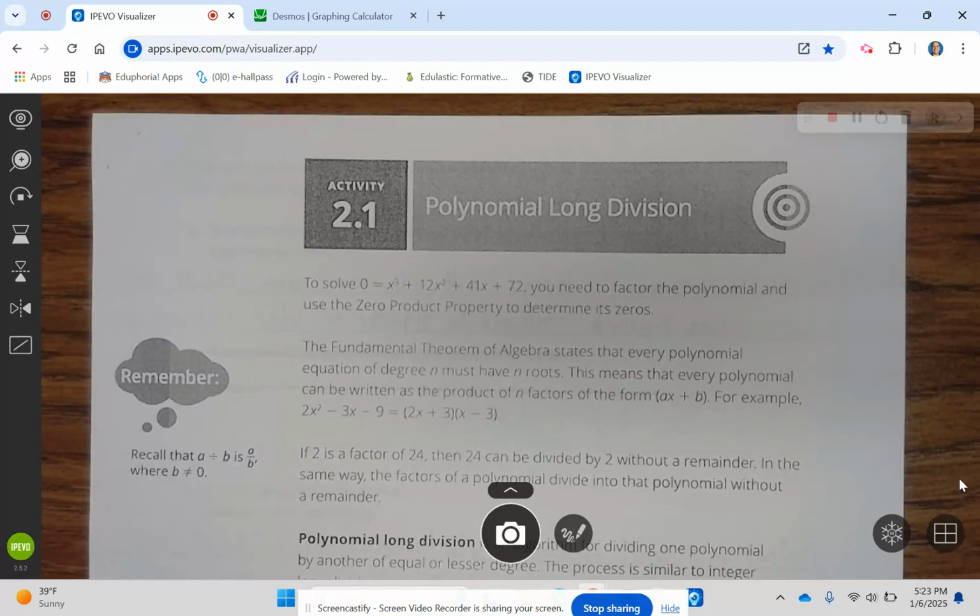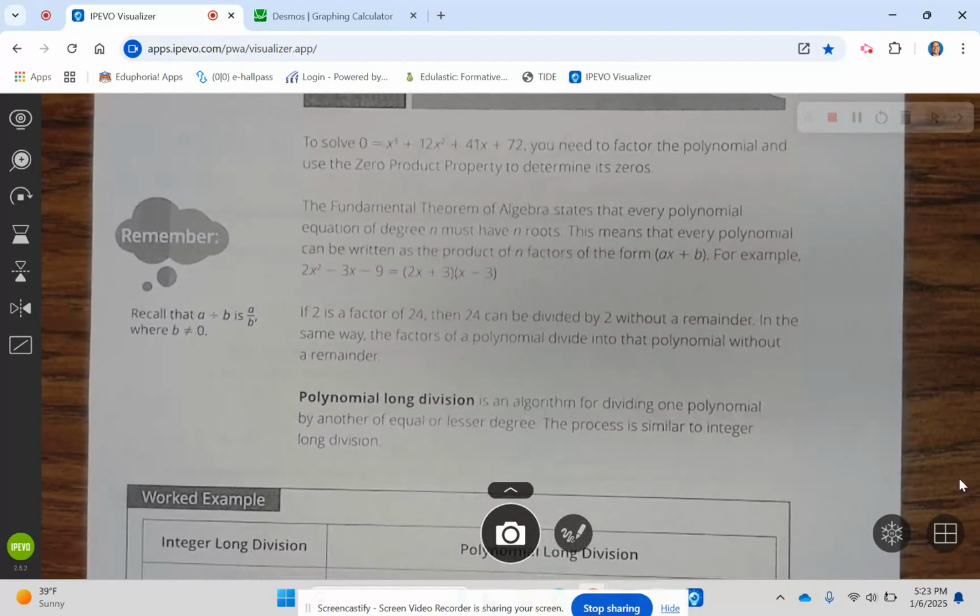2.1. Polynomial long division. To solve 0 equals x cubed plus 12x squared plus 41x plus 72, you need to factor the polynomial and use the zero product property to determine its zeros. The fundamental theorem of algebra states that every polynomial equation of degree n must have n roots. This means that every polynomial can be written as a product of n factors of the form ax plus b. For example, 2x squared minus 3x minus 9 equals 2x plus 3 times x minus 3.